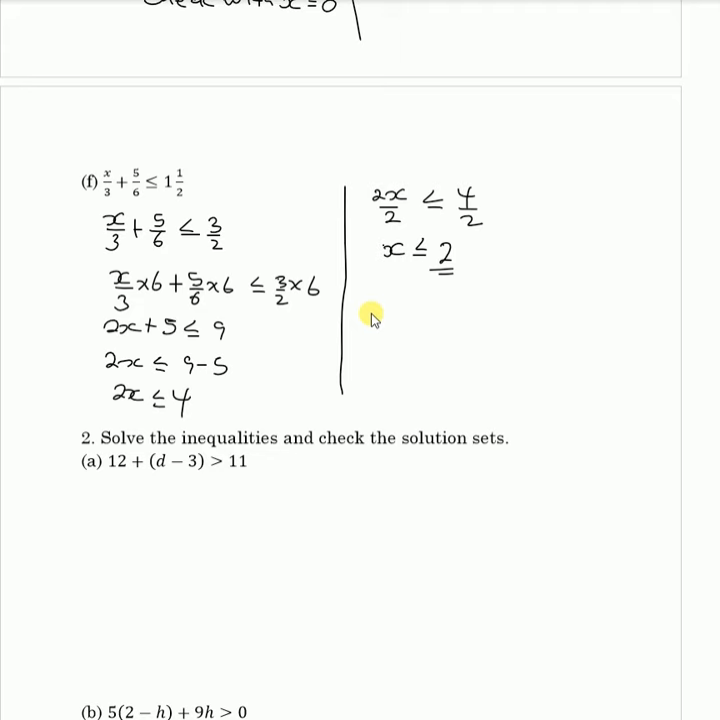Let us take something less than 2, preferably 1. If I take less than 2, let me take a 0. It is easy to use a 0 here, because 0 is less than 2. Use x equal to 0. So when x is 0, I have 0 over 3 plus 5 over 6 less or equal to 1 and a half. And indeed, this is 0. 5 over 6 is less than 3 over 2. This one is far less than that.